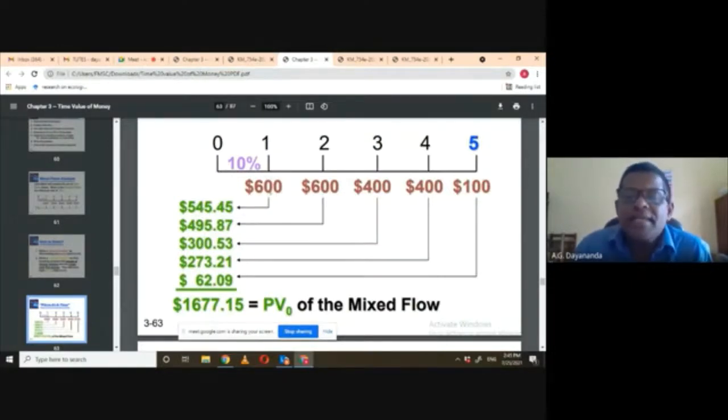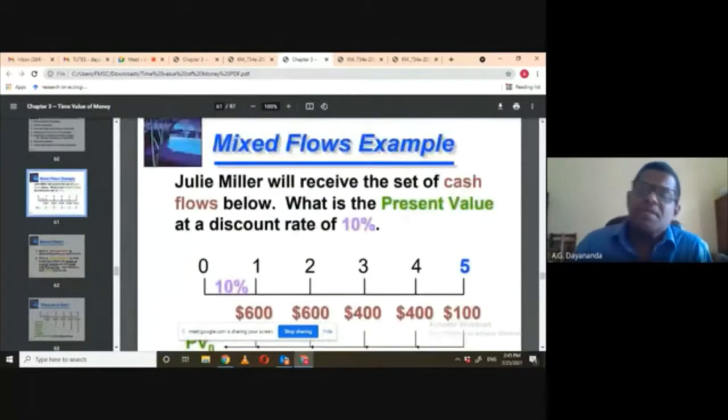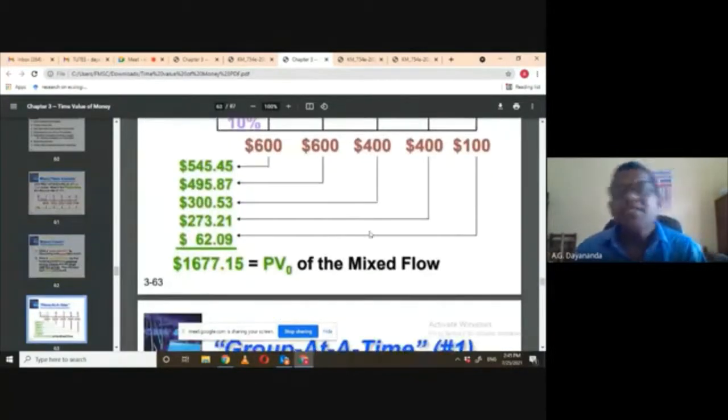So we take the 600 rupees you are receiving at the end of the first year, the present value is so much. We are receiving the 600 rupees at the end of the second year, the present value is so much. Third year cash flow, present value is so much. Fourth year cash flow is so much, and 5th year cash flow is so much. But you have to remember the interest rate is 10%. So we are calculating the present value under 10% interest rate.